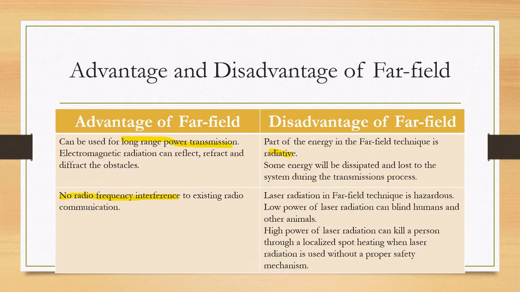Next, laser radiation that is used in a far field technique is hazardous. This is because low power of laser radiation can blind a human and other animals, while high power of laser radiation can kill a person through a localized spot hitting when laser radiation is used without a proper safety mechanism.